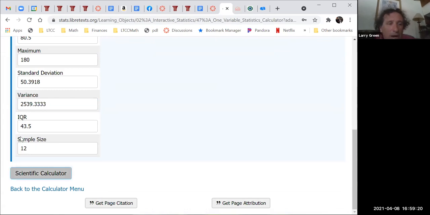Okay, IQR. Let me write this in the chat box because it's important and it's something you may not have seen before. IQR is the interquartile range. IQR is equal to Q3 minus Q1. So it's the range between the first quartile and the third quartile. Another way of saying it is the range of the middle half of the data. Any questions on that, or was that confusing?